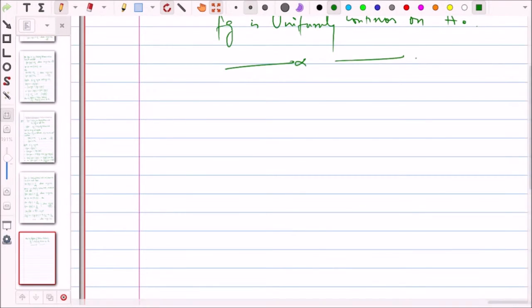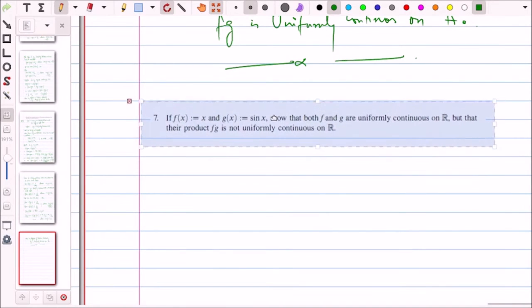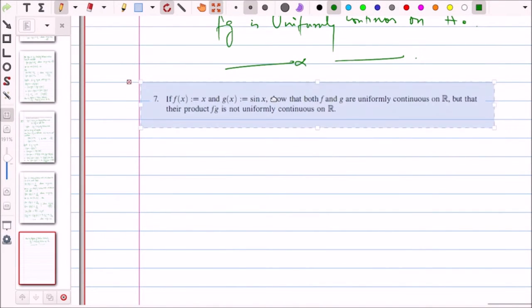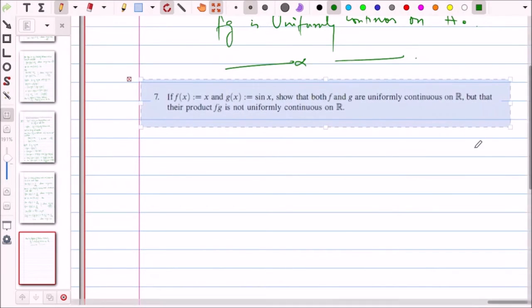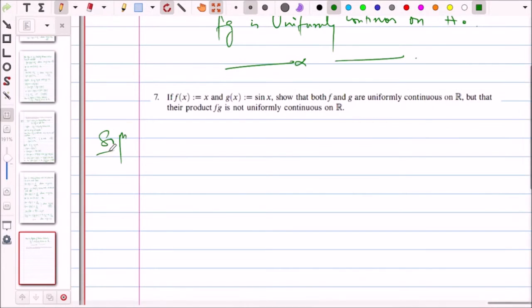In question number 7, we are given two functions, f(x) equal to x and g(x) equal to sin x. We have to show that although they both are uniformly continuous on their domain, their product is not uniformly continuous on the real line R. You can easily see that the function f(x) equal to x is not bounded on R. So we have dropped the condition of boundedness, and the product may fail to be uniformly continuous on R. This is what we are going to prove.